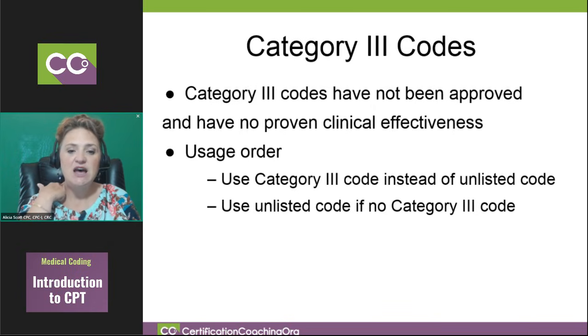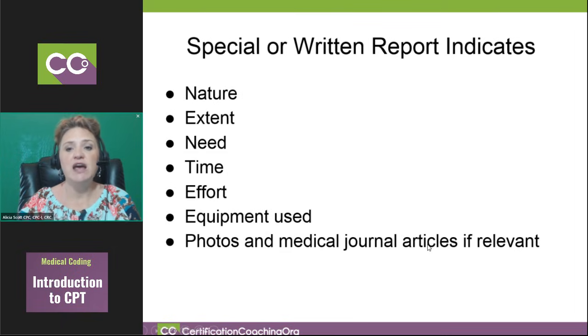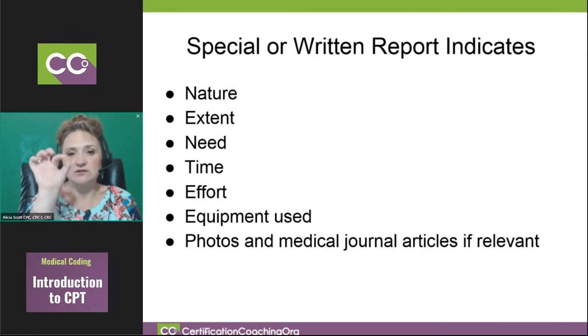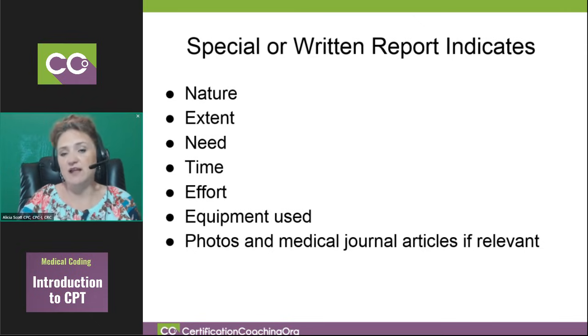Category 3 codes have not been approved. That means that you're not getting paid for those. They're temporary codes that have not been approved yet, but hopefully will be approved in the future. And then you'll see them turn into a regular code when you get that little bullet symbol, right? They won't look the same, they'll be assigned another number.